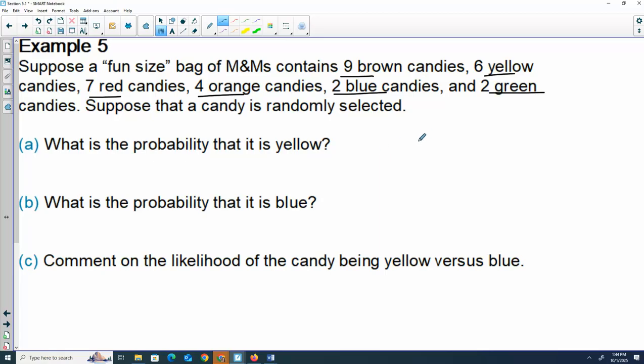What's the probability that it's yellow? So, did I actually pick out an M&M and find out how many were yellow? No, we're basing it on what should happen. So how many total M&Ms do we have? 30. How many of those are yellow? 6. So 6 out of 30 gives me 20%. So that's classical. I didn't actually do it, but based off what could happen, there's a 20% chance that I get a yellow. What's the probability of a blue? 2 out of 30.